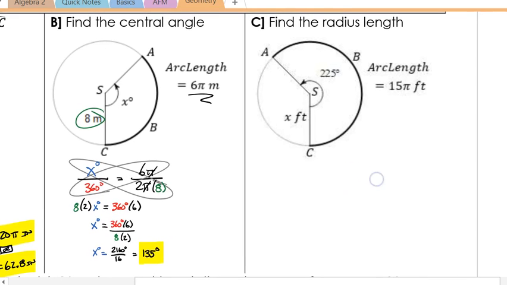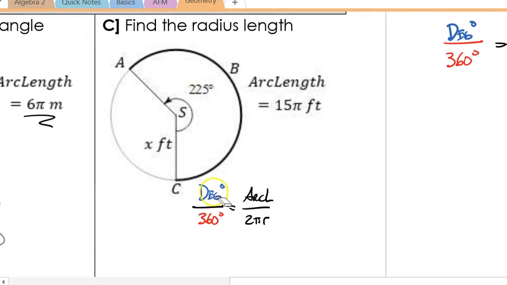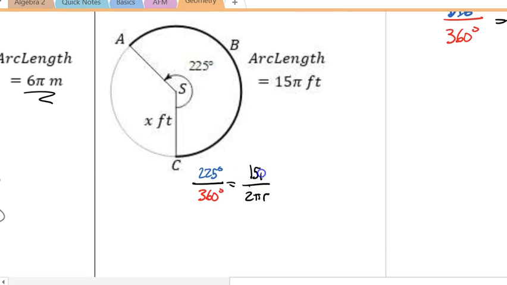Okay, C, find the radius length. Again, we're going to set up the same proportion and fill in the relevant information. Ratio of degrees to ratio of circumferences. We're given the angle measure of 225 degrees for our central angle. We are actually given our arc length to be 15 pi feet, and we are given the radius value of x. So here we're trying to figure out what our x value is for the radius, so that's why I put it in as x.